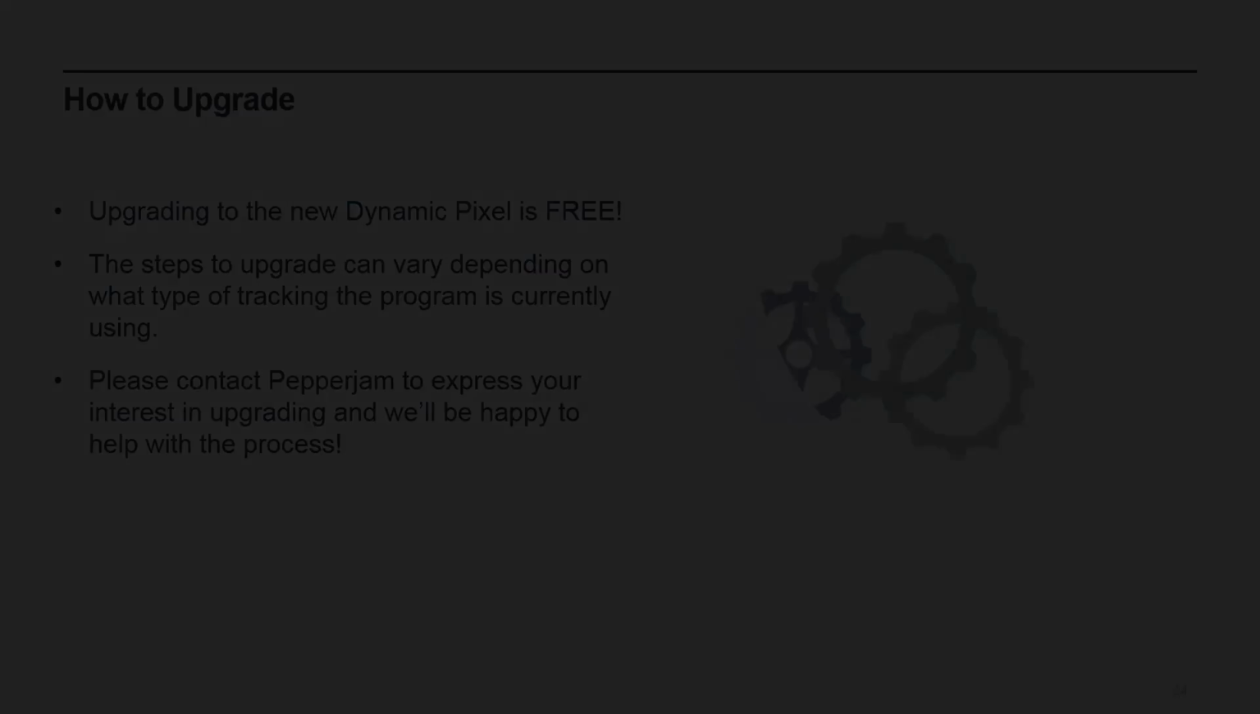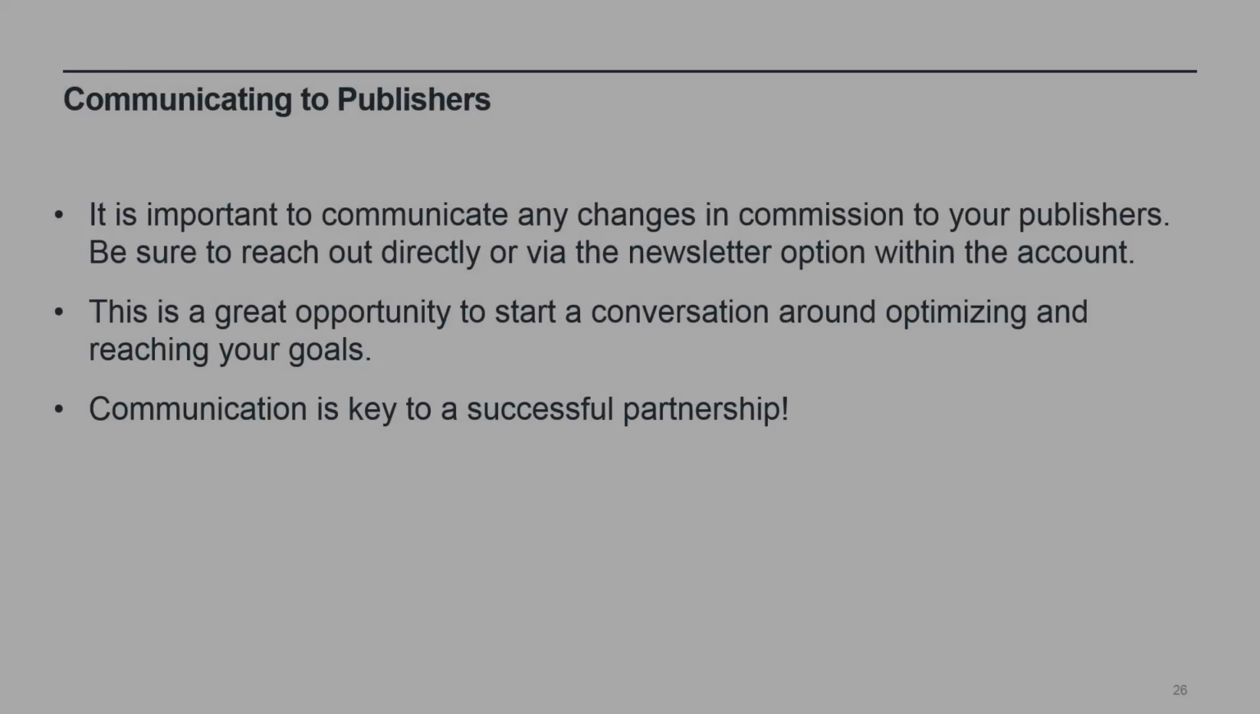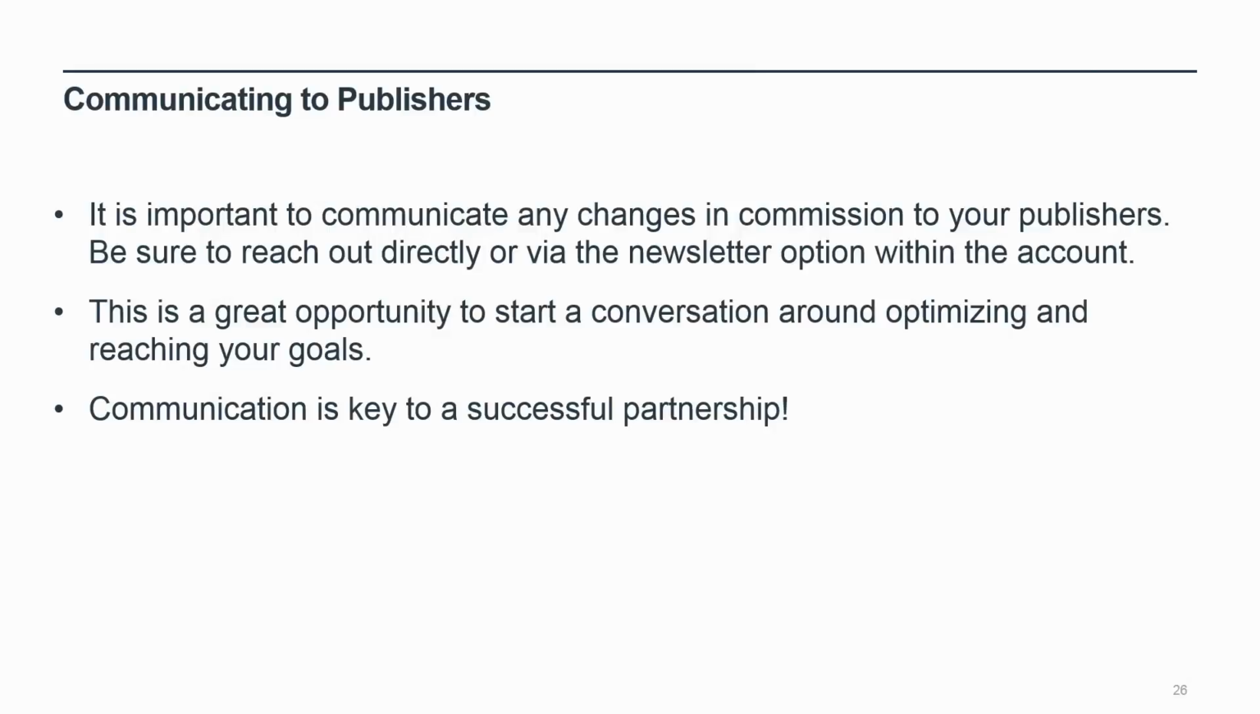Once you are all set up with dynamic commissioning, there is one more important step that needs to take place, and that is communicating the changes to your publishers. It is so important to discuss any changes in commission with your publishers. If you are utilizing dynamic commissioning to incentivize your publishers, you need to let them know that this is the goal you have in mind. It is also beneficial to set up calls with your top publishers to discuss these goals and seek their advice on how they might be reached. Remember that communication is key to a successful partnership.